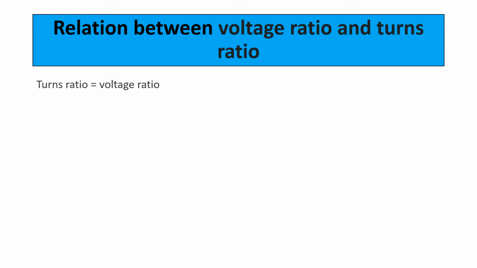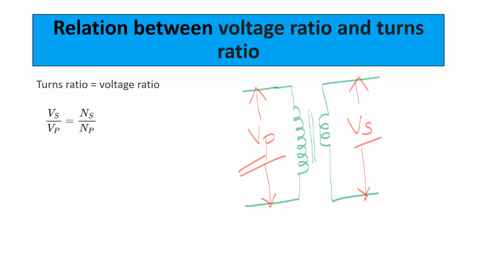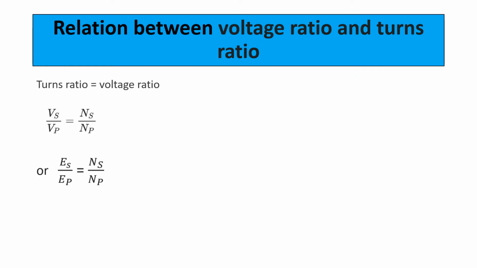What is the relation between voltage ratio and turns ratio? For transformers with small transformation ratios, the turns ratio is equal to the voltage ratio. That is Vs by Vp is equal to Ns by Np. This is the turns ratio and this is the voltage ratio. The primary and secondary terminal voltages of a transformer are proportional to the respective number of turns in the transformer, or Es by Ep is equal to Ns by Np.